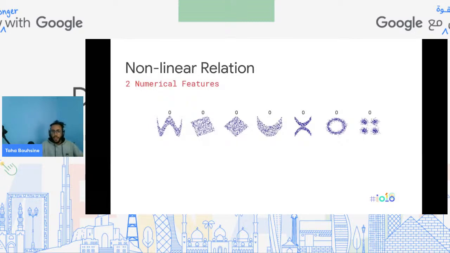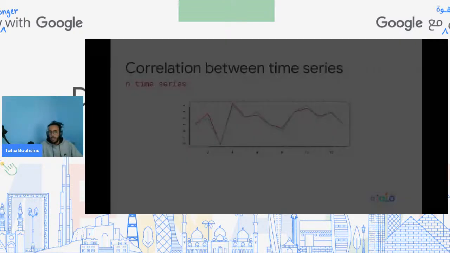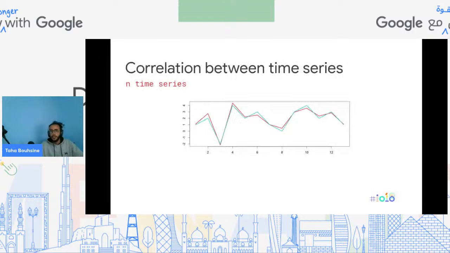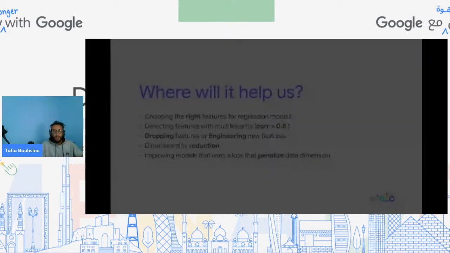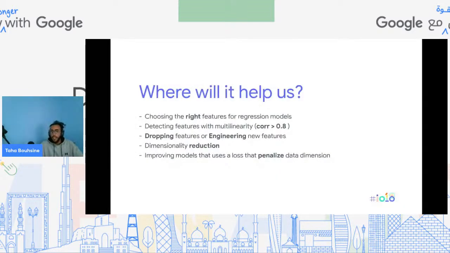Okay, let's continue. You can also use the correlation to look at whether there is a linear relationship between two time series or two signals. And how will this correlation help us? Well, having these insights on our data can help you choose the right features for your model, and they can help you detect multicollinearity, where the correlation between two variables is greater than 0.8. You can decide whether to keep those features, engineer new ones from them, or drop them completely, which leads you to reduce the dimensionality of your model. Thus, it will help you improve your model, which may use a loss function that penalizes using data with big dimensions without improving the model's results.